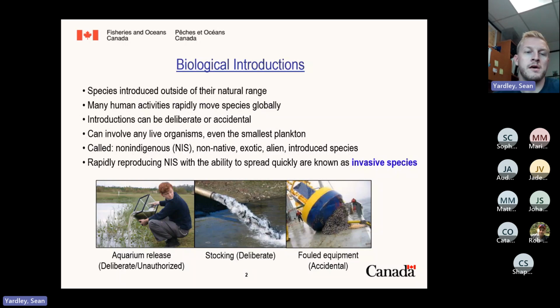And when those species are picked up and introduced to another area, that's what we call a biological introduction. And there are many human activities that rapidly move species around the globe. So these introductions can either be deliberate or accidental. So I've included a few pictures on the bottom of this screen there to give a couple different examples of these types of introduction.